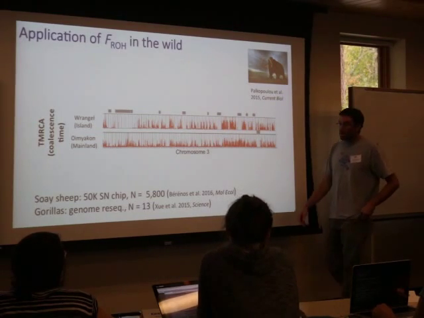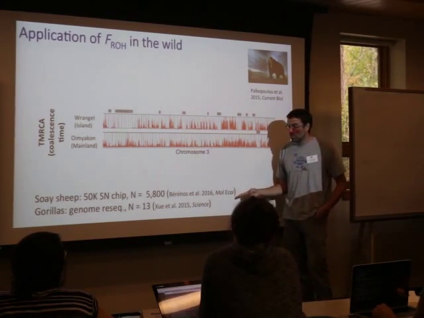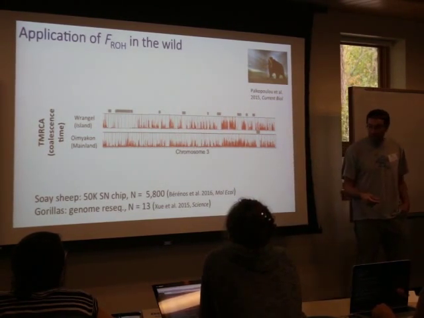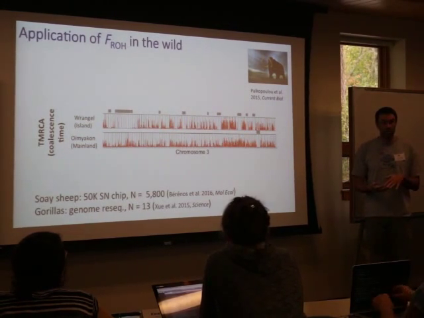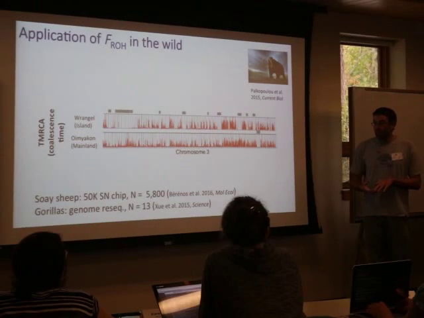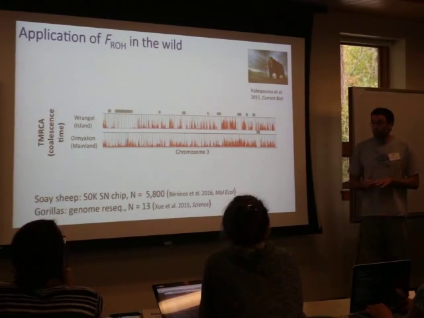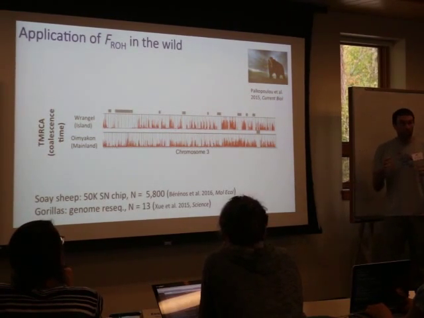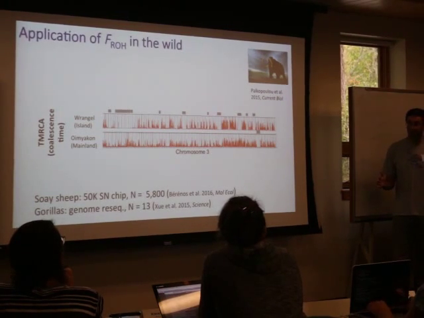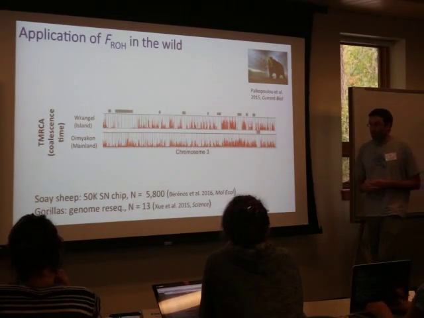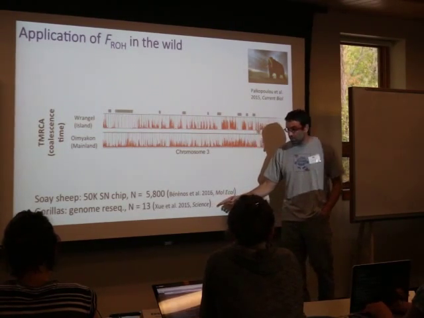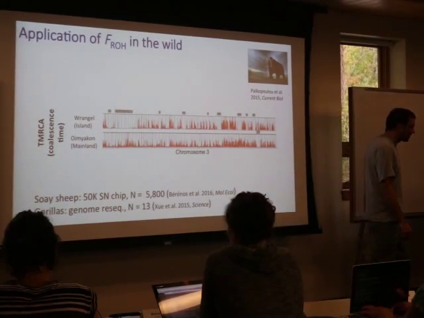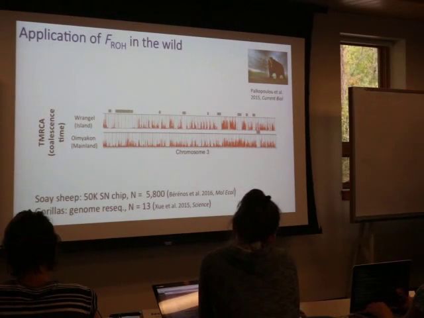This approach has also been used in Soay sheep recently, using a 50K SNP chip. That's a relatively small number of markers to try to do something like this. Identifying runs of homozygosity is pretty imprecise unless you have a really huge number of markers, hundreds of thousands of loci or more. This study in gorillas, published in Science recently, looked at runs of homozygosity from 13 individuals using genome resequencing data.